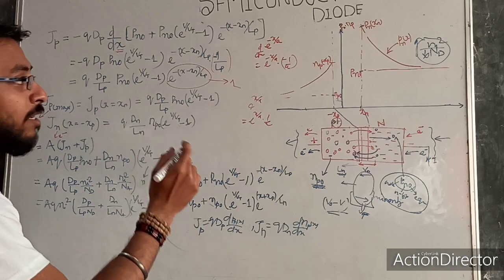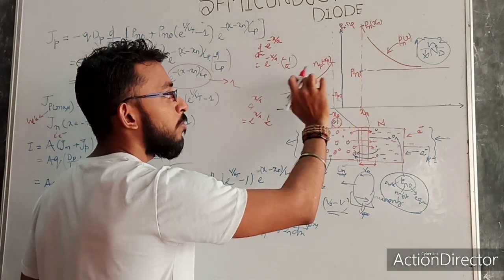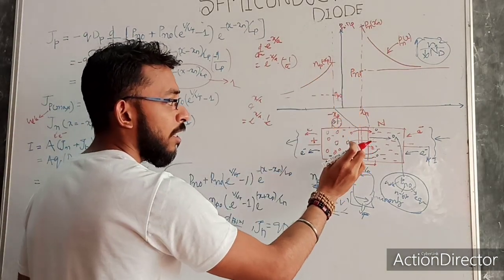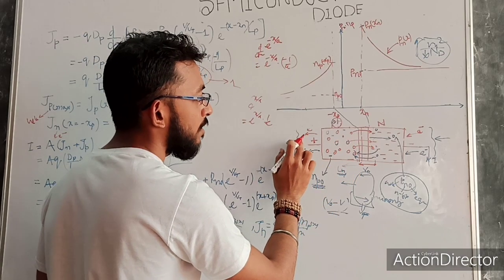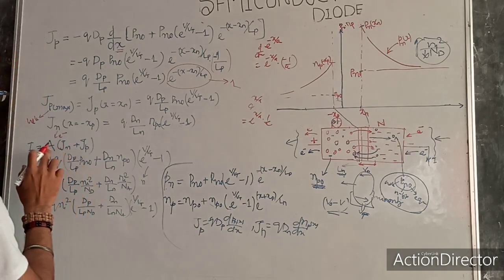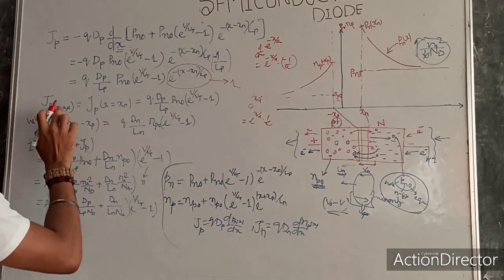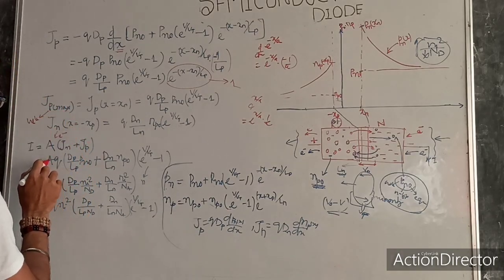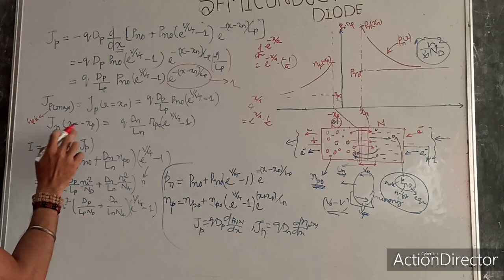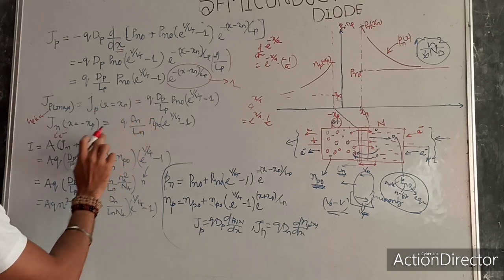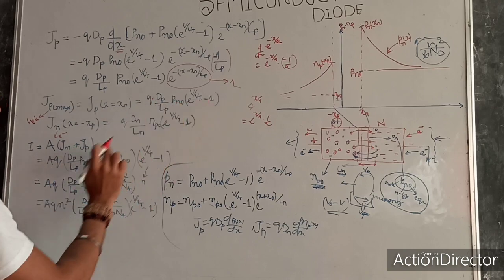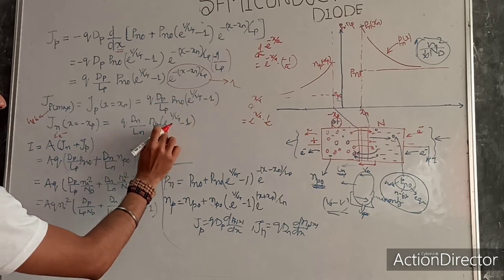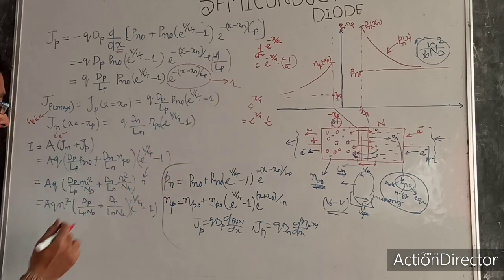So now my total current, which is nothing but the current that is moving because of this diffusion. When I am applying this voltage, what is my total current? It is nothing but A times the summation of these two current densities. If you multiply by the area, A Q is common, so A Q is taken outside. Dp by Lp Pn naught, the same that I wrote, and e power V by Vt minus 1 is common, that is also taken outside.